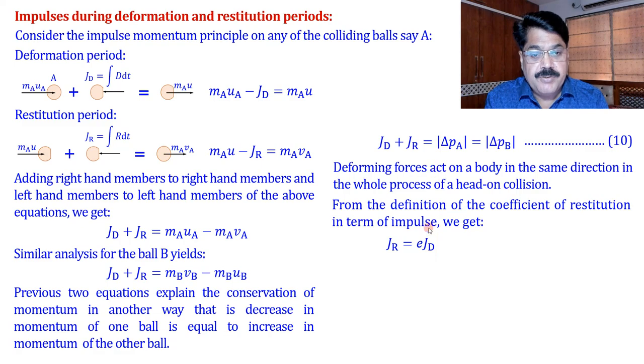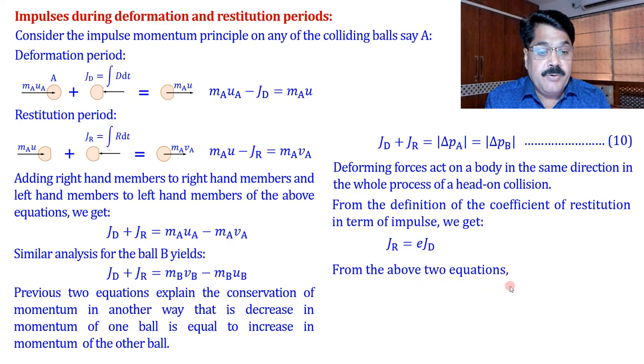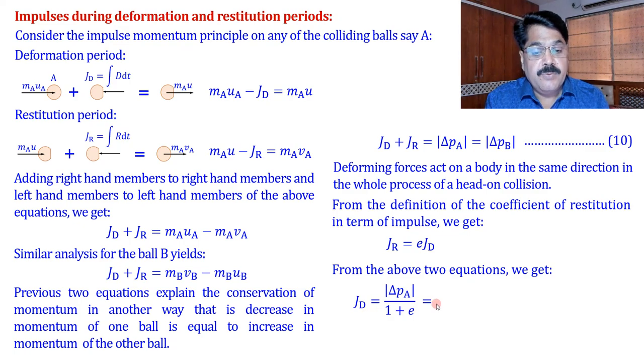Now we use this equation and that equation. What you can see, this equation gives the sum of impulses and this equation gives the ratio of impulses. So by using properties of ratio and proportion, we can write these two impulses in terms of momentum change and E. From the above two equations, we get J of D is equal to delta PA upon 1 plus E or delta PB upon 1 plus E.